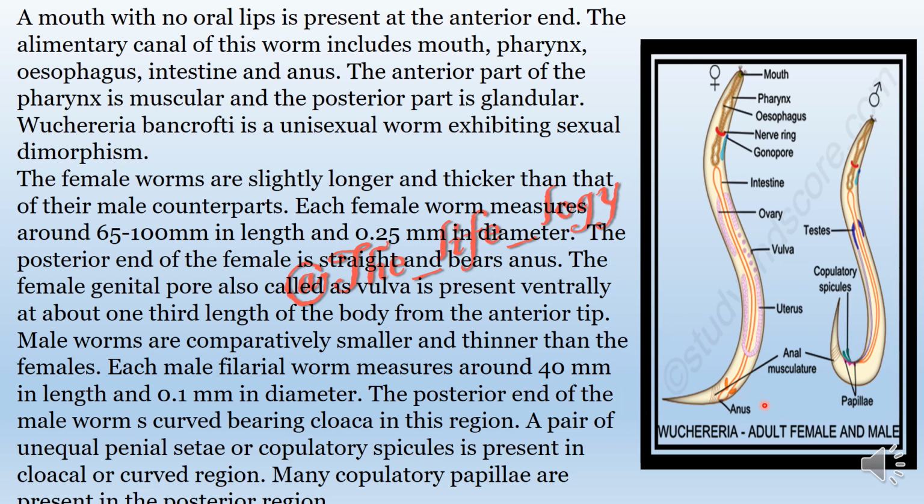In this region, a pair of unequal penile setae or copulatory spicules is present in the cloaca or curved region. Many copulatory papillae are present in the posterior region. The posterior end is somewhat more curved than the female one, and it is known as the anal style.